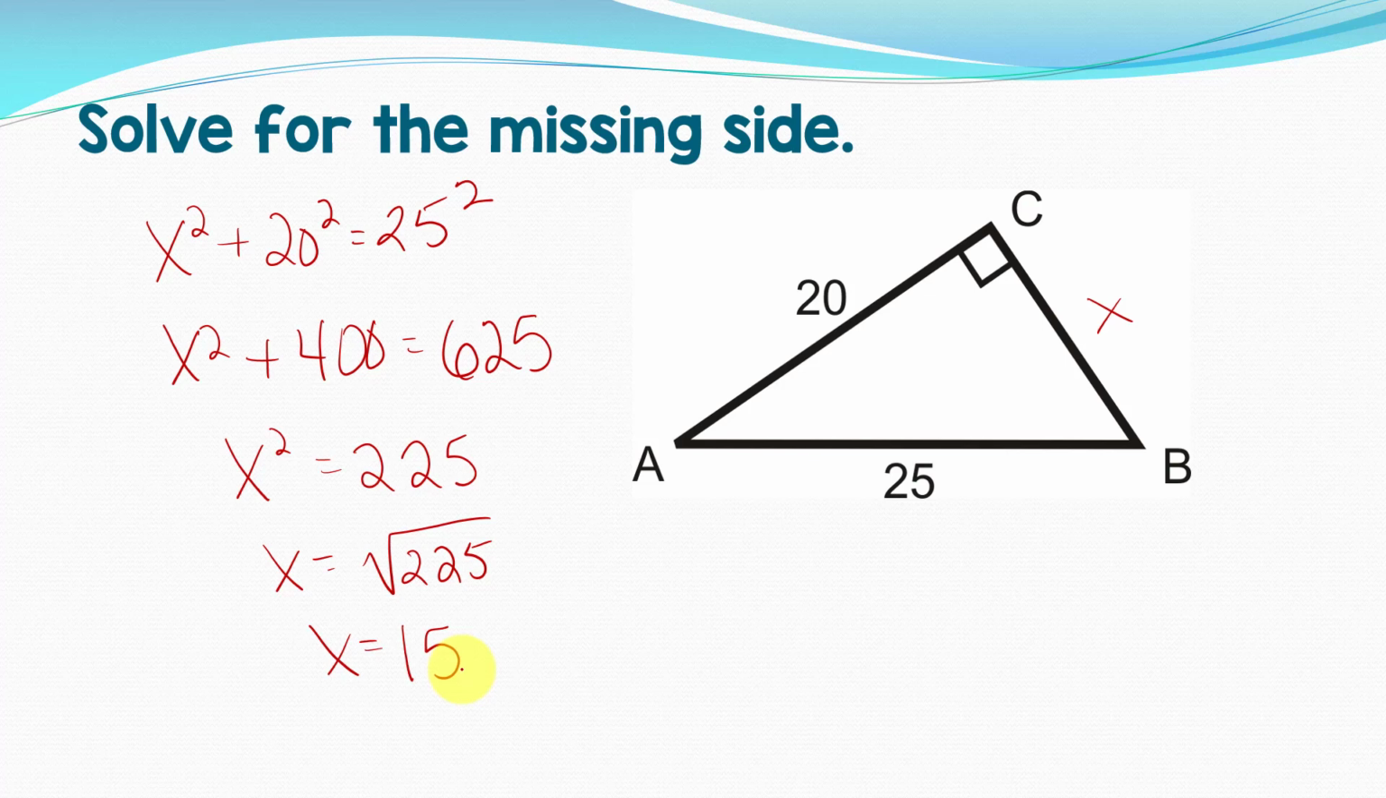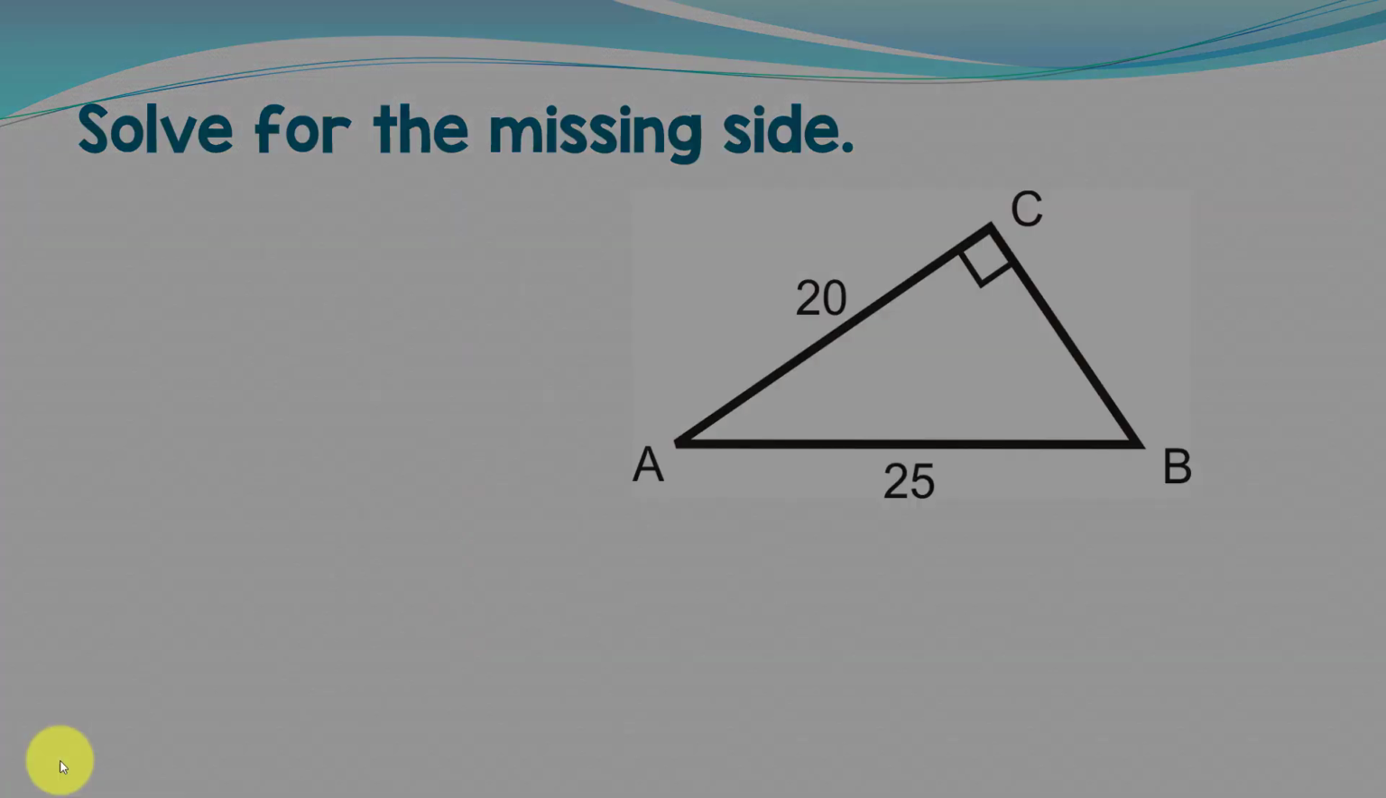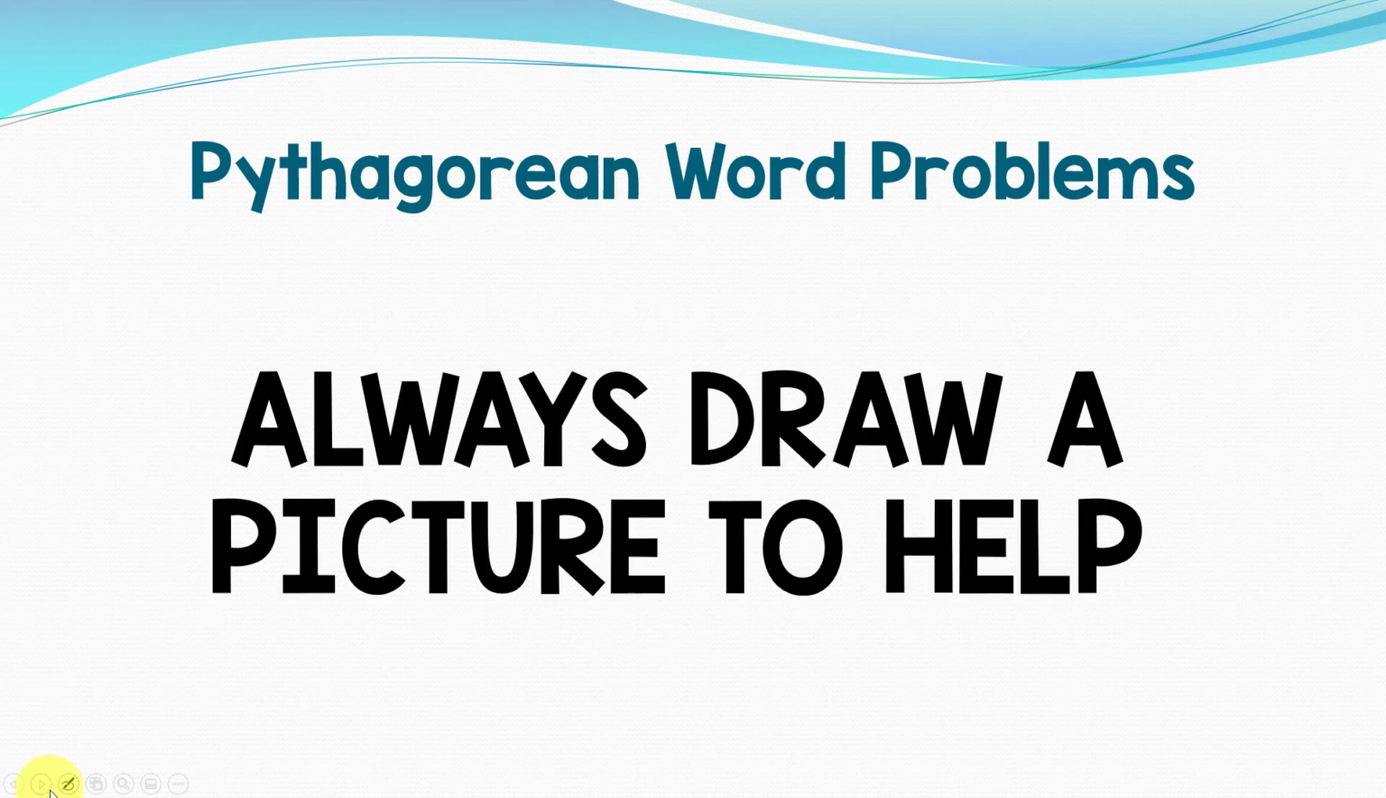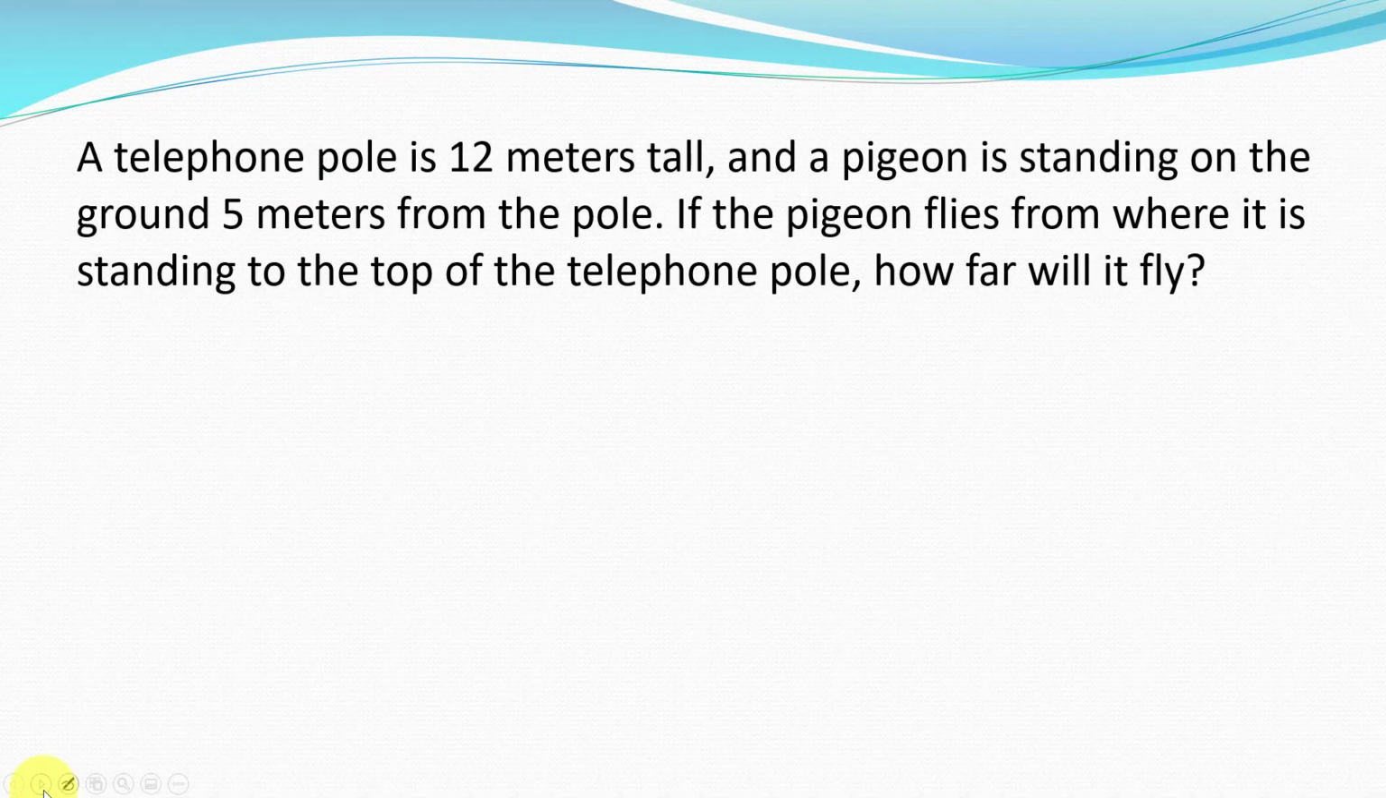All right, now what we're going to focus on is setting up word problems with Pythagorean theorem. So here, I want you to always draw a picture. When you show your work, draw a picture, because that's going to make sure you get it straight. Don't just try to do it straight from the words.